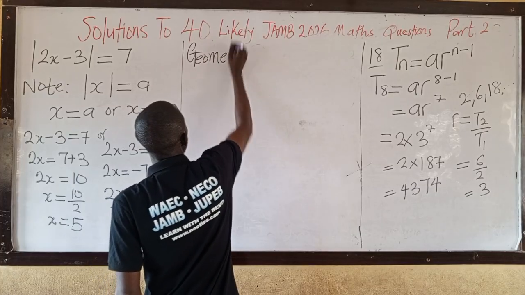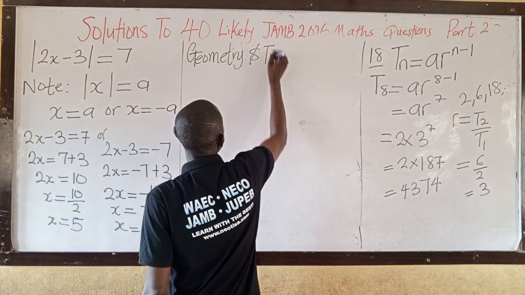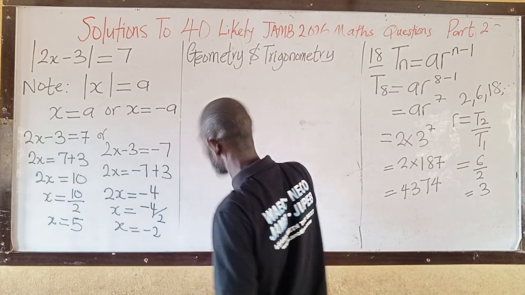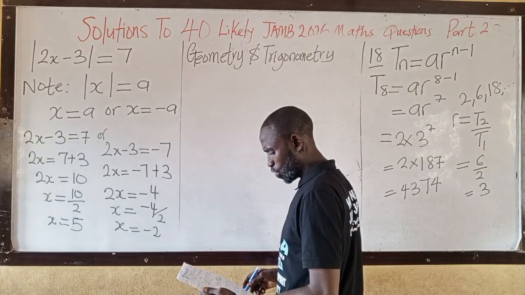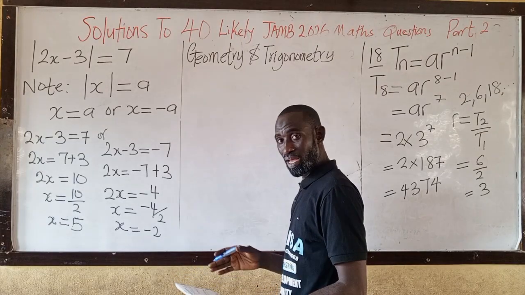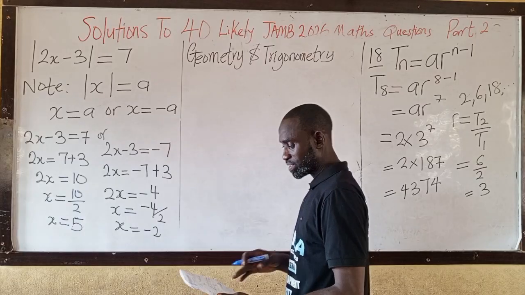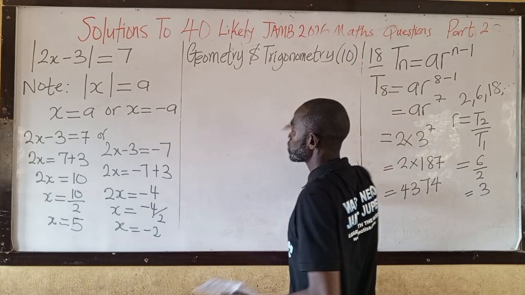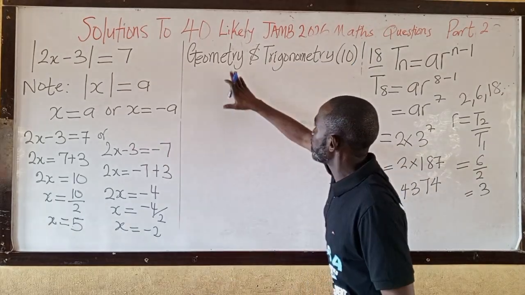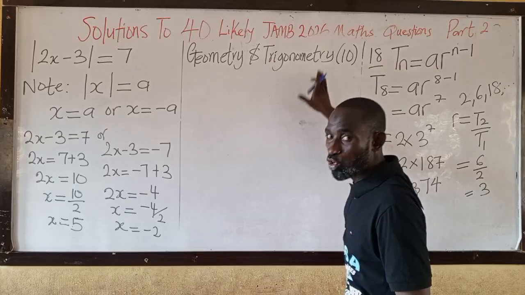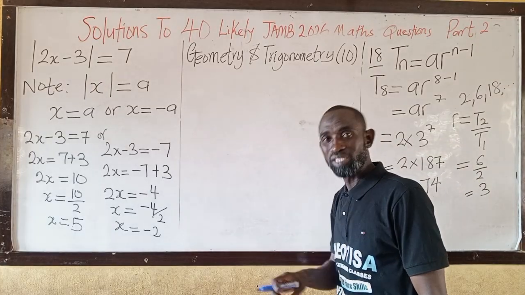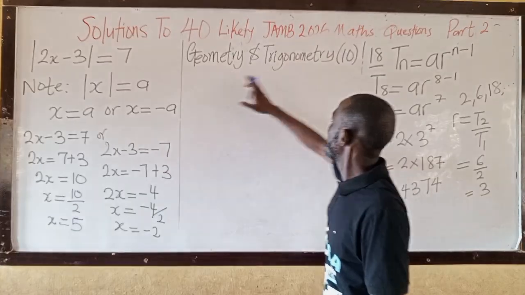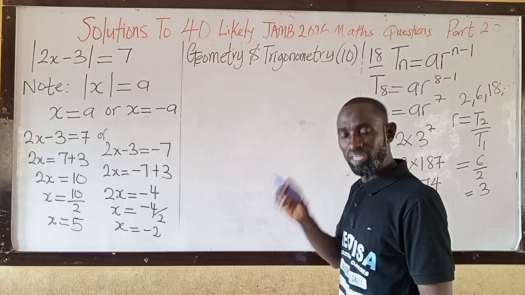So geometry and trigonometry. So here, okay, we have questions from the last 10 years that we will conduct research and analysis on. We're able to discover that what now? Questions under geometry and trigonometry came out 10 times in the last 10 years. So which implies 2026, questions under geometry and trigonometry is strongly suspected.